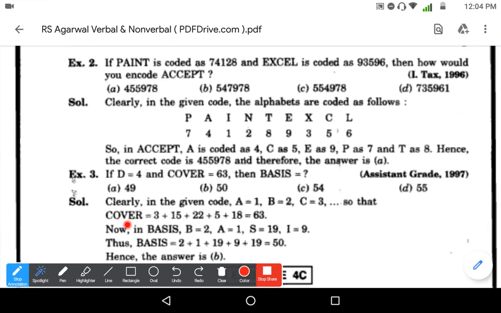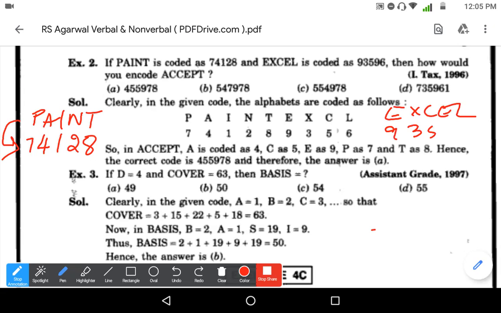Okay. Now in such questions, let us see how they have put the codes. So firstly, paint, PAINT. So paint is coded as 74128. Okay, so write down ABCD to one side. Now here what you can do is, you can just consider the numbers that are given to the alphabet. This is the next type of problem. Now apart from paint, Excel, EXCEL is coded as 93596.